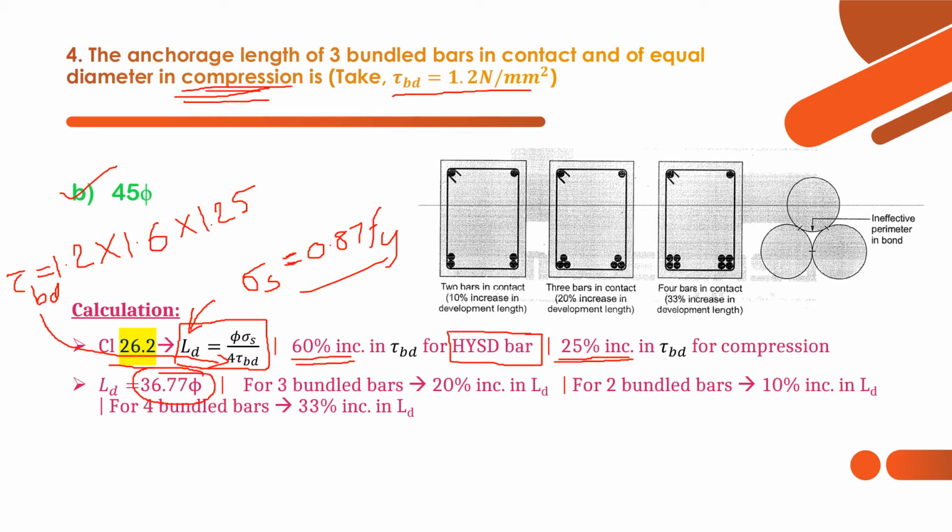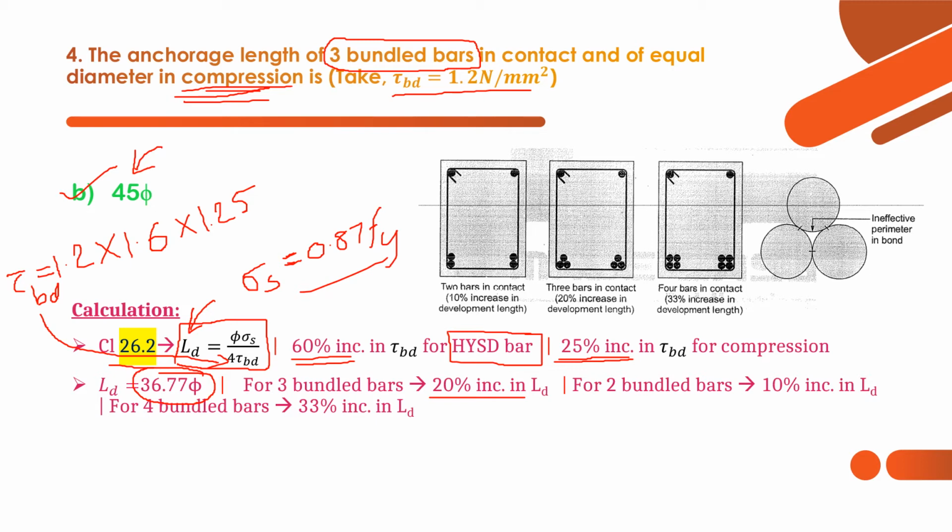Now they have mentioned 3 bundled bars in contact. They are not using only one bar, they are using bundled bars. So how many bars are there in a bundle? 3. So for 3 bundled bars, we have to increase development length by 20%. So that's why 1.2 into 36.77 gives the answer as 45.5. So this is how we have to calculate the anchorage length in case of bars in compression. So that is nothing but the development length, simply the development length.